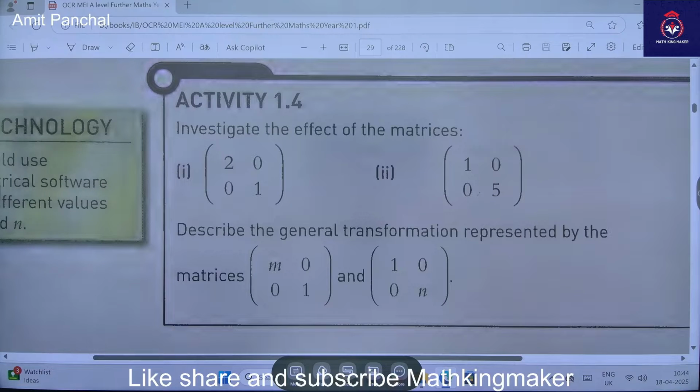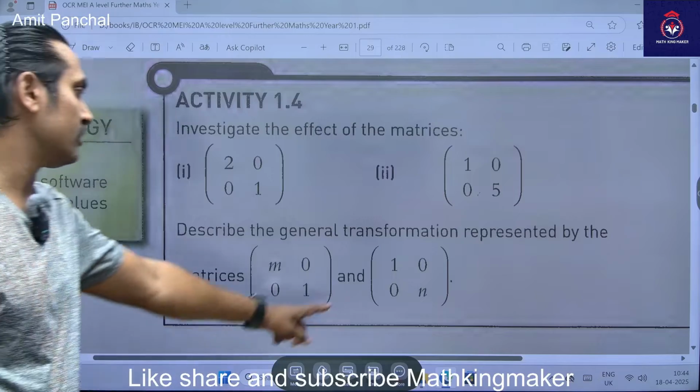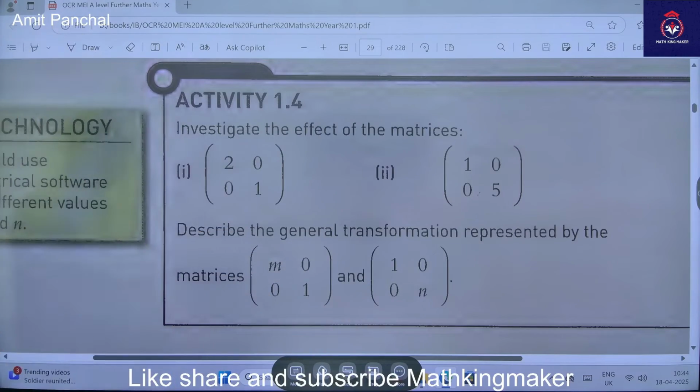Describe the general transformation represented by the matrices. Okay, now this matrix, can you describe it? I think it is a stretching. Yes, a stretch, stretching on the x-axis. The first one is stretching on x. The second one is stretching on the y-axis.